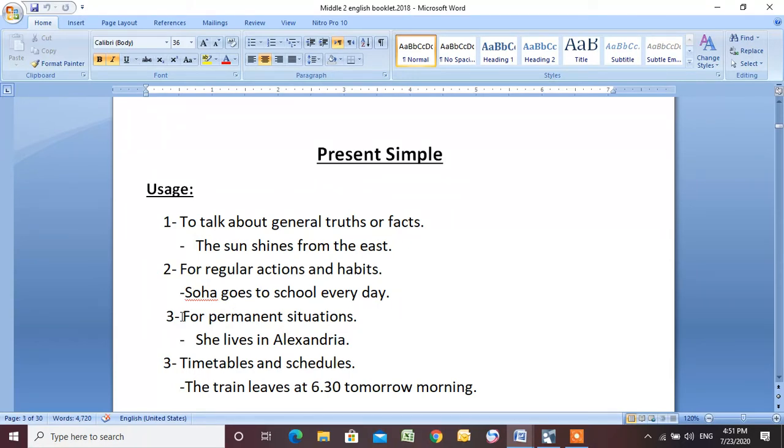Number 3, for permanent situations. It means the situations that don't change, they are permanent. They stay for a long time. So she lives in Alexandria. So this is a permanent situation. It doesn't change. Where does she live? She lives in Alexandria.